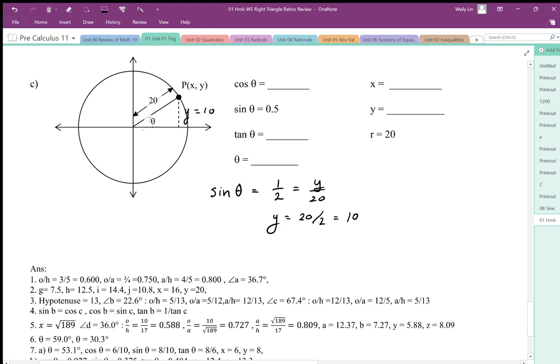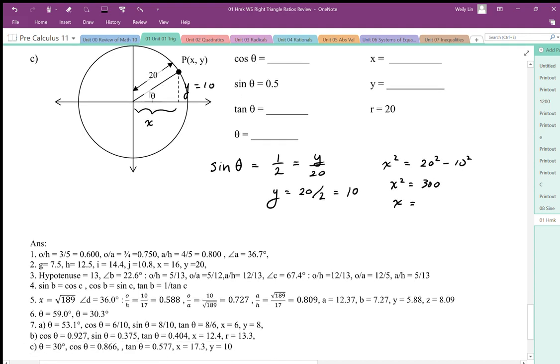Using Pythagoras then, I can find out this length here, which I'm going to call x. And I know that x squared is equal to the hypotenuse squared minus the shorter length squared. So x squared is going to be 400 minus 100, which is 300. So x, when I square root this, is going to end up being 10 square root 3. That's the exact value. This is approximately 17.3 units long.